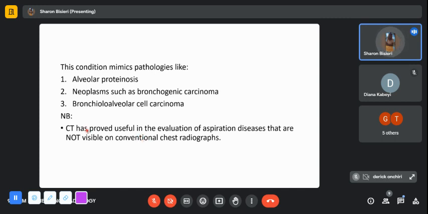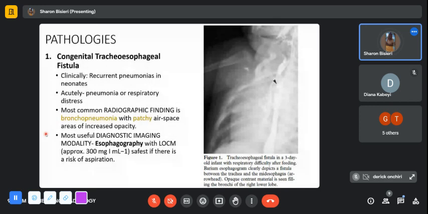So CT has proven to be useful in the evaluation of diseases that are not visible on chest radiographs because, as we said, it can be focal, so you need a CT scan to help rule that in or out.